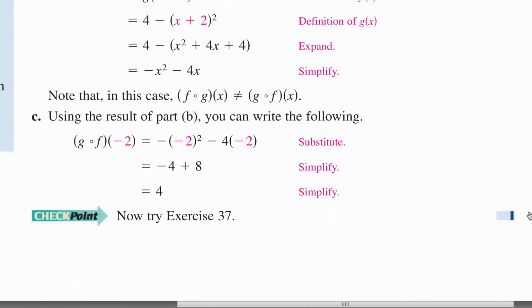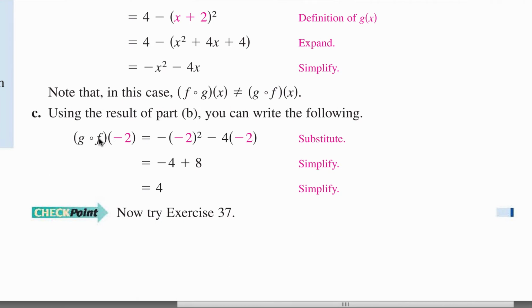Part C, we're going to evaluate. We're going to plug in negative 2 into the g of f of x. Negative 2 is in the domain of g. Negative 2 is in the domain of f. So is f of negative 2 in the domain of g? Well, we plug negative 2 in the final result. Negative, parenthesis, negative 2 squared minus 4 times negative 2. Our final answer is 4.